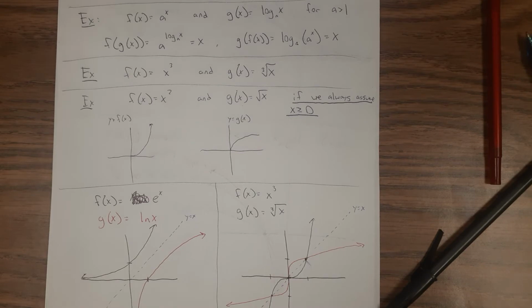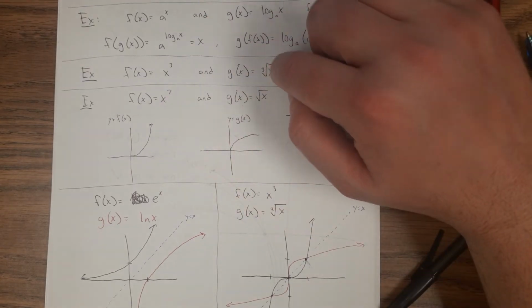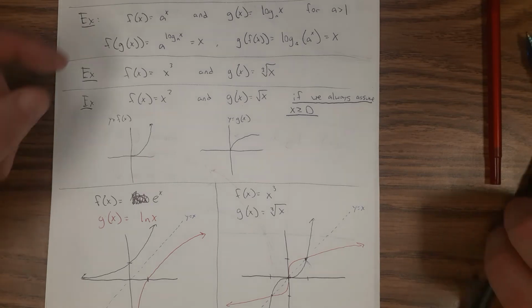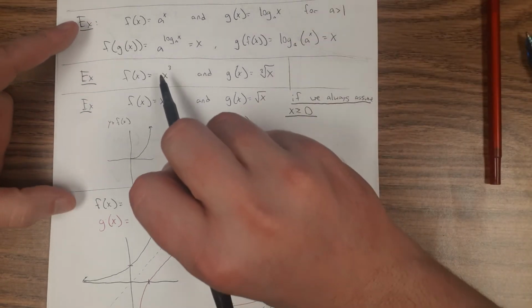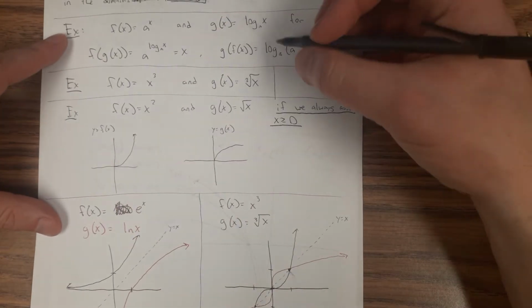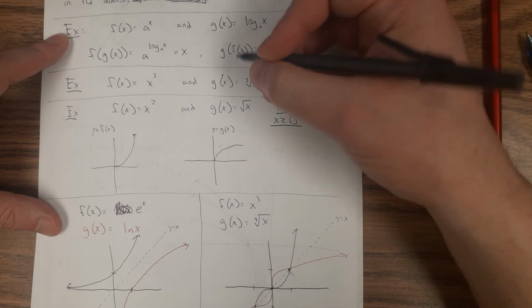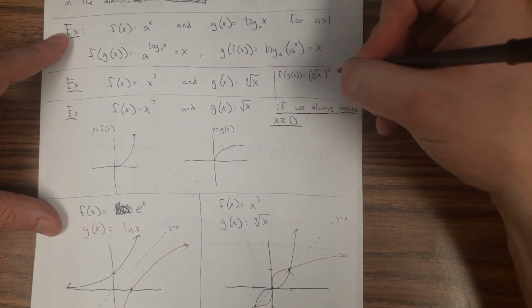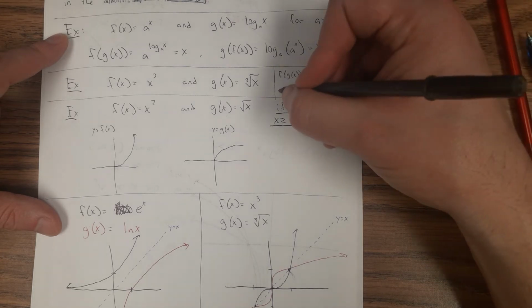Since I'm talking about inverses, and since last time I talked about algebraic functions, let me point out that, for example, x cubed and the cube root of x are inverses. Maybe I won't spend a lot of time checking that, but if I do f of g of x, that would be the cube root of x cubed. And we know the cube root cancels the cube, and we just get x.